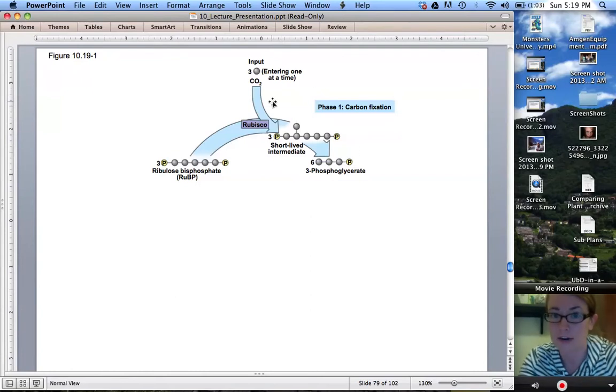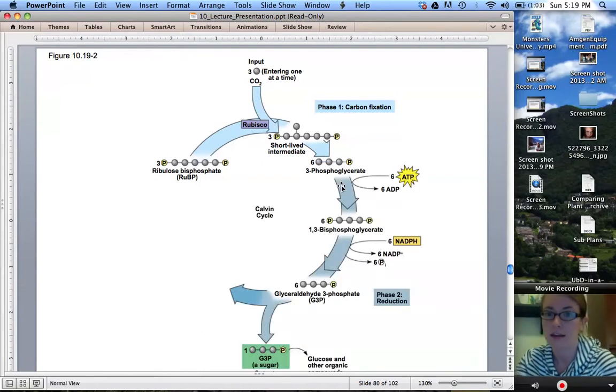At first, they're in the form of 3 6-carbon molecules, still 18 carbons. Then they all split in half, so now we have 6 3-carbon molecules, still 18 carbons. So that's carbon fixation, when we attach a carbon dioxide to RuBP via Rubisco. Then, all the carbons that we have, all 18 of them, get reduced into G3P.